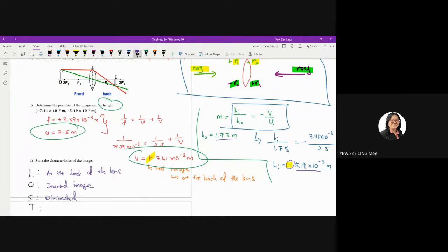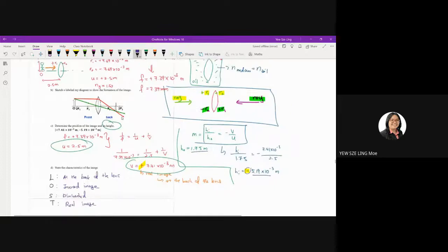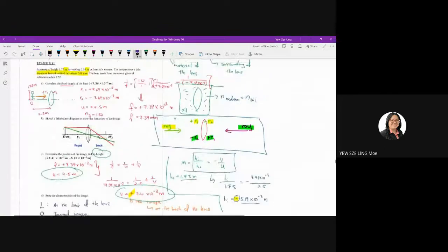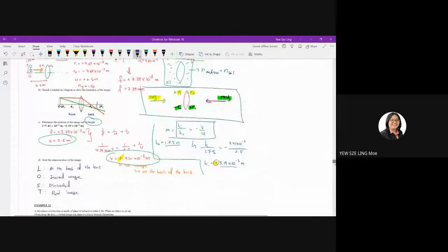How do you know whether it's real or virtual? By looking at v again. v positive, you have a real image. So that is how you describe the image, by using the term LOST: location, orientation, size, and then the type. So that is the answer for example 11. Okay, that is the full solution.